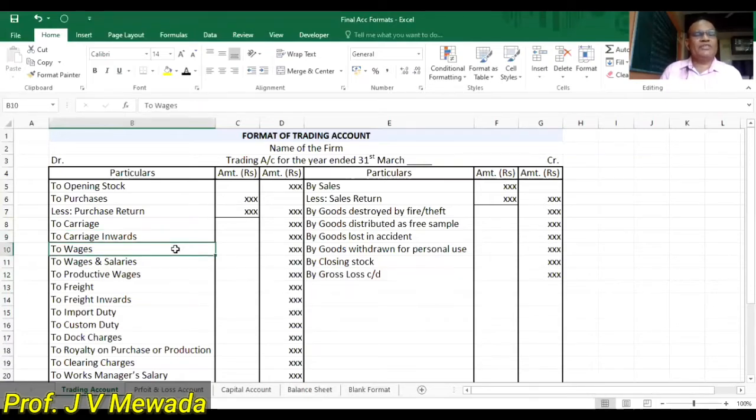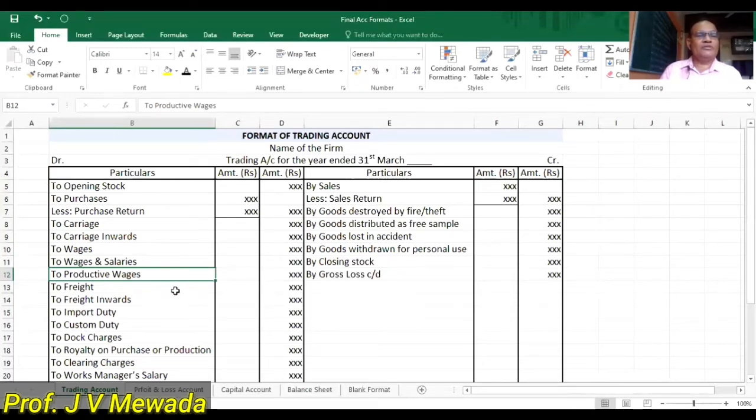Next we have wages. Wages are the labor charges. Then we have wages and salaries. The proportion of wages is more as compared to salaries, so we have a combined heading known as wages and salaries. Okay. Then we have productive wages. Here the word productive is clearly mentioned. So productive is related to the factory. That is direct wages, so it appears in the trading account.